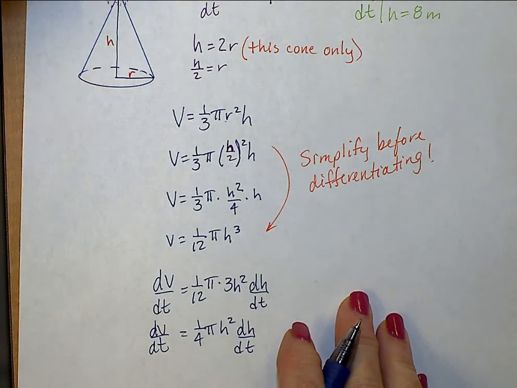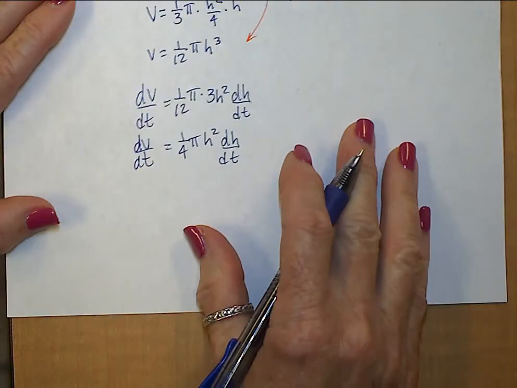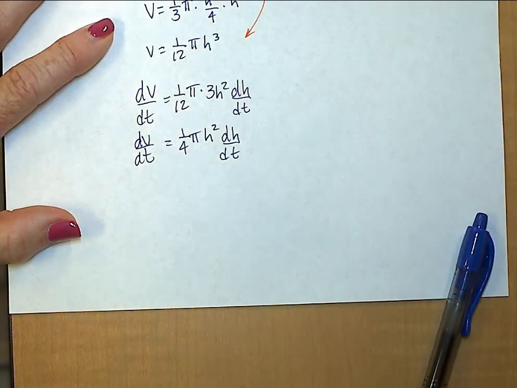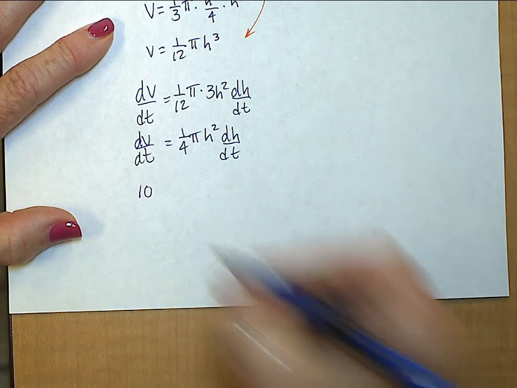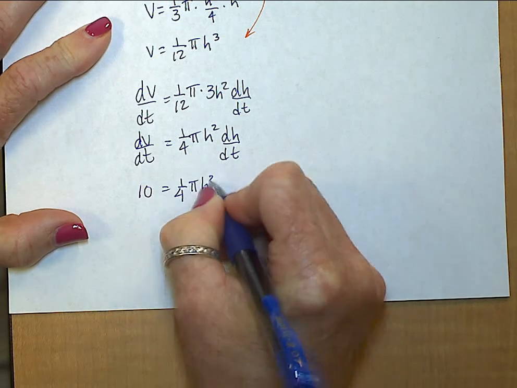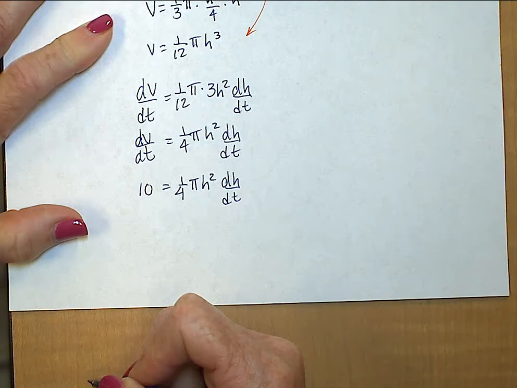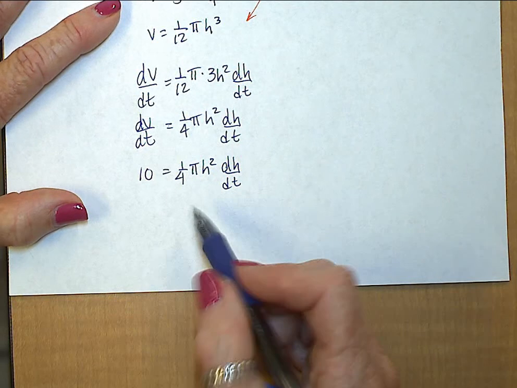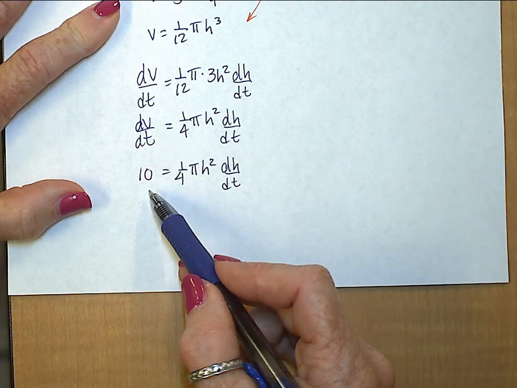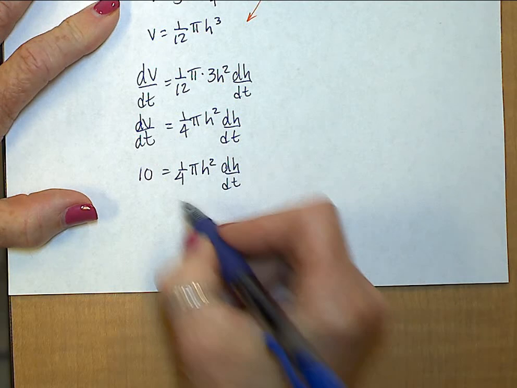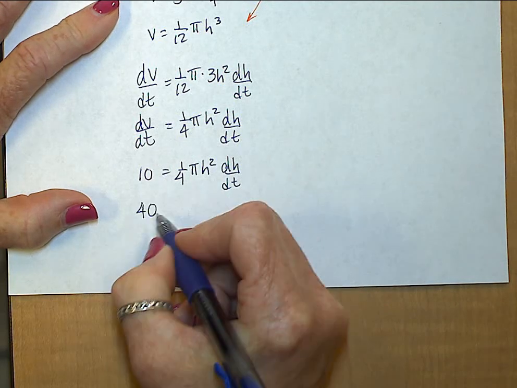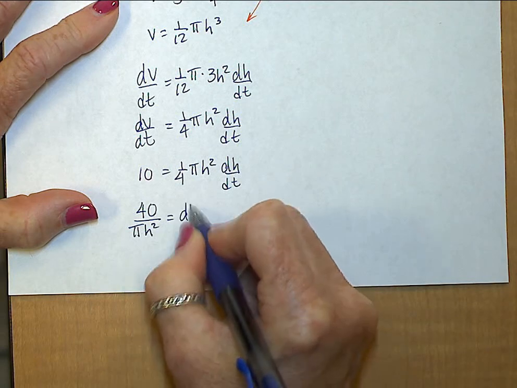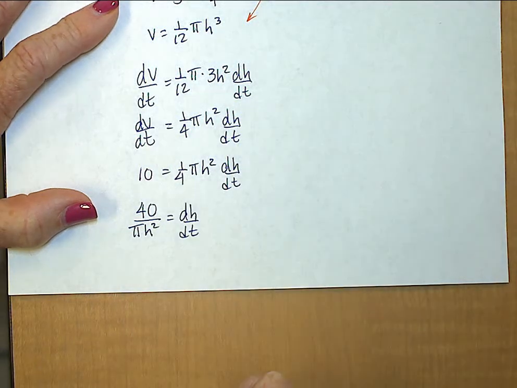All right, now substitute in the given rate. And the rate we were given in this one is that dV/dt is 10. So we can put that in. And now solve for the desired rate. And this time we do have to solve. On page 3, previous problem, we did not have to solve for that desired rate because it was already done. This one we do. Solving for dh/dt, multiply by 4. That's going to give us 40, and we'll divide out that pi h squared equals dh/dt. So there we've solved for that desired rate.